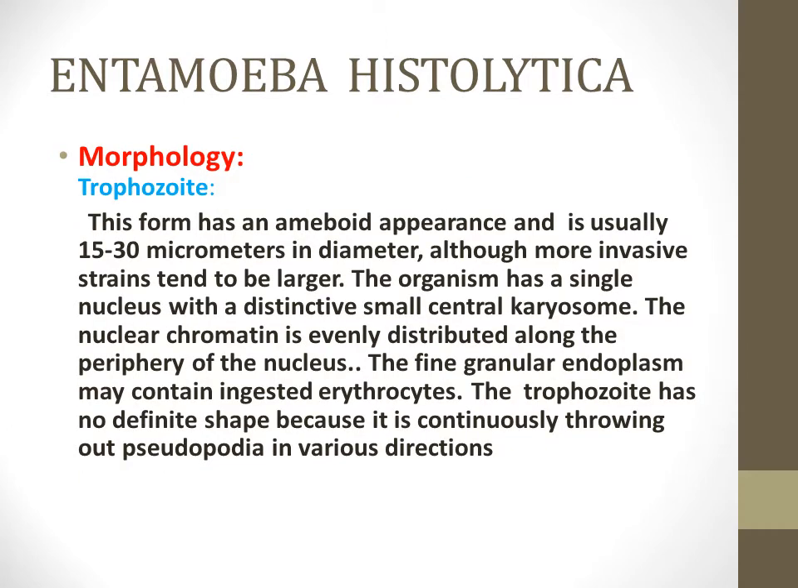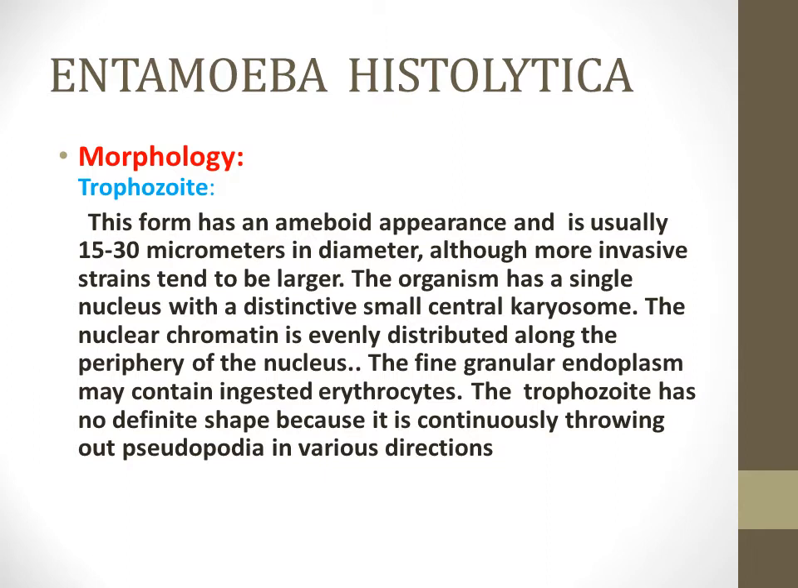Now about the morphology. Entamoeba histolytica has two forms, the trophozoite form and the cystic form. The trophozoite form has basically an amoeboid shape and is approximately 15 to 30 micrometers in diameter. It has a single central nucleus with a small central nucleolus that is referred to as the karyosome. The nuclear chromatin in the trophozoite form is evenly distributed. It is finely granular and is present along the periphery of the nucleus.